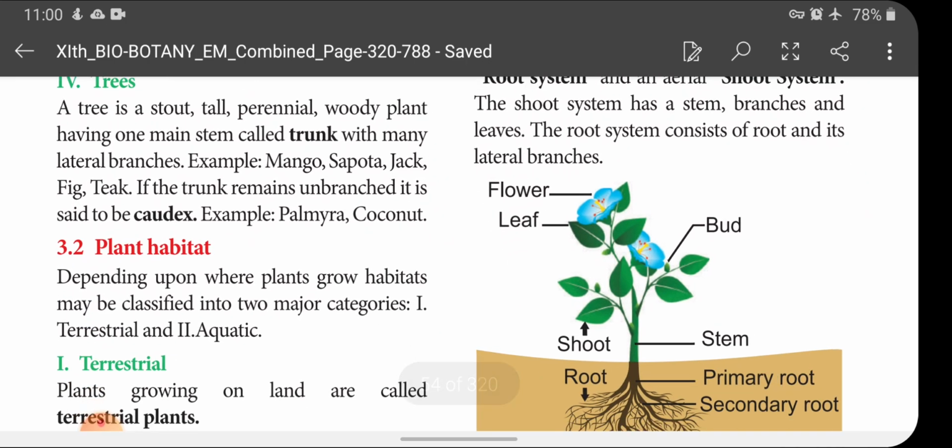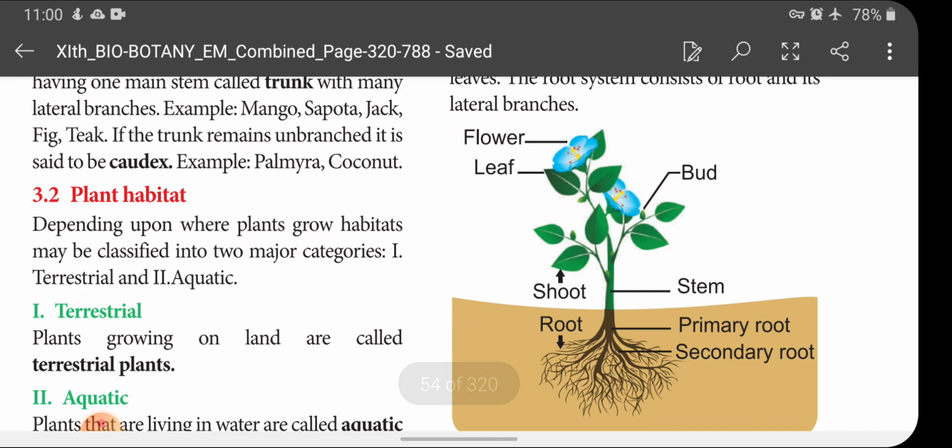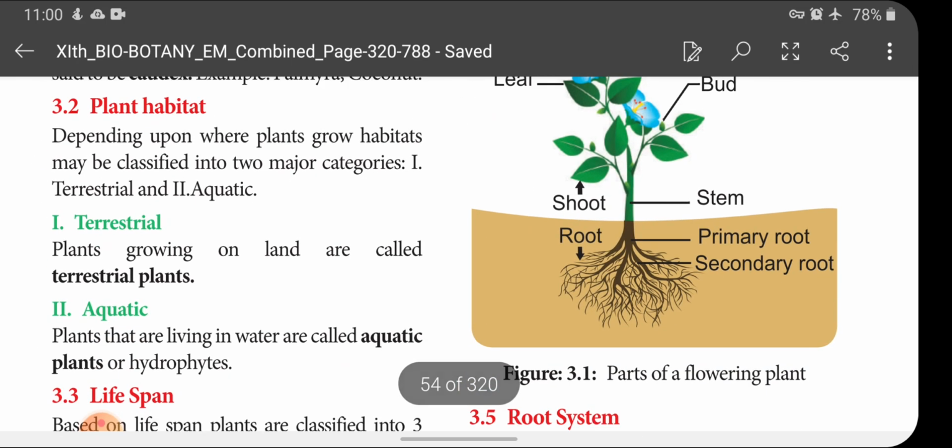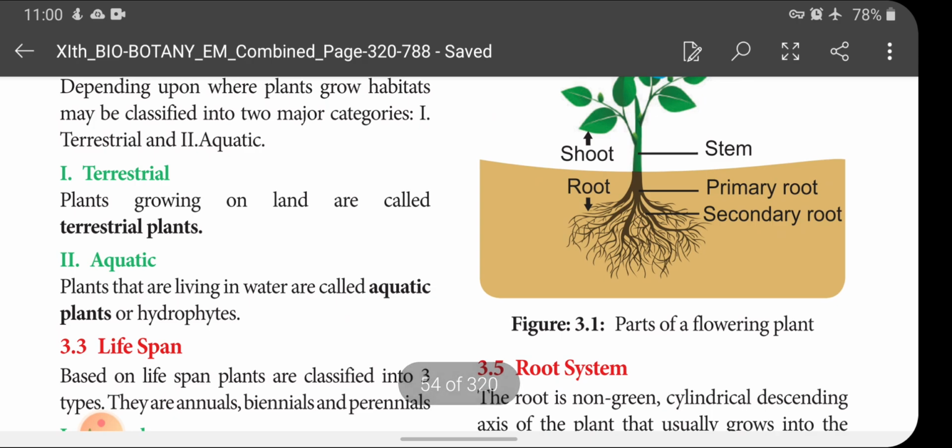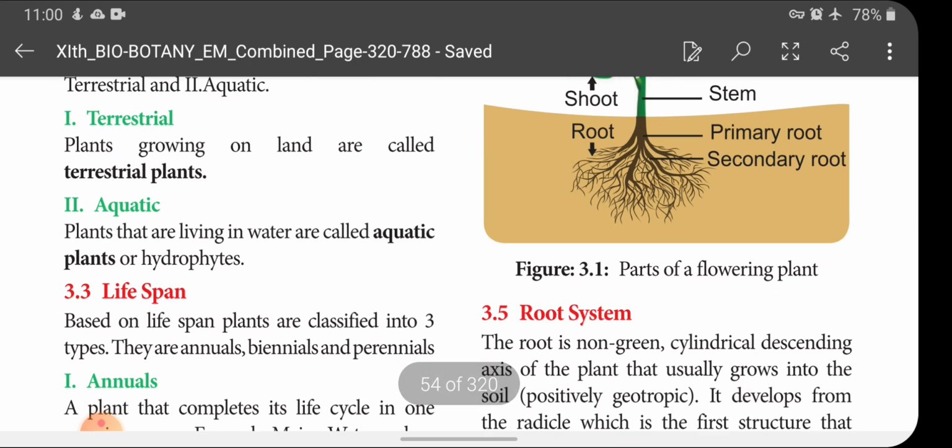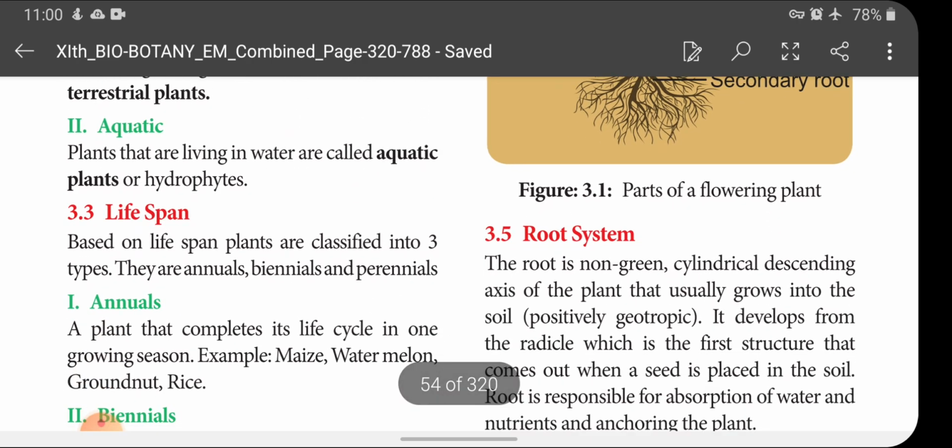And plant habitat, depending upon where the plant grows. Habitat may be classified into two major categories, terrestrial and aquatic, that you know very well. If a plant is growing on land, it is called terrestrial plant, and if plants are growing in water, they are called aquatic plants or hydrophytes.